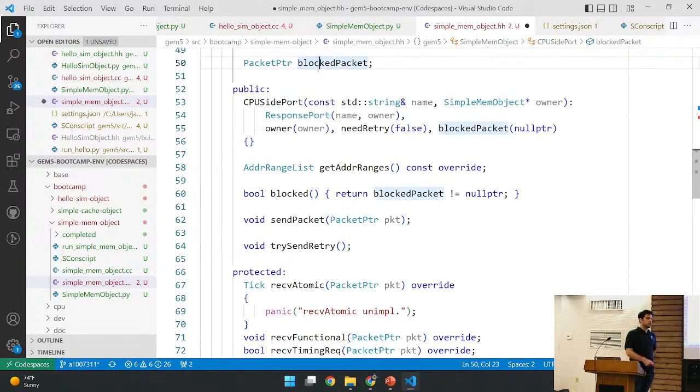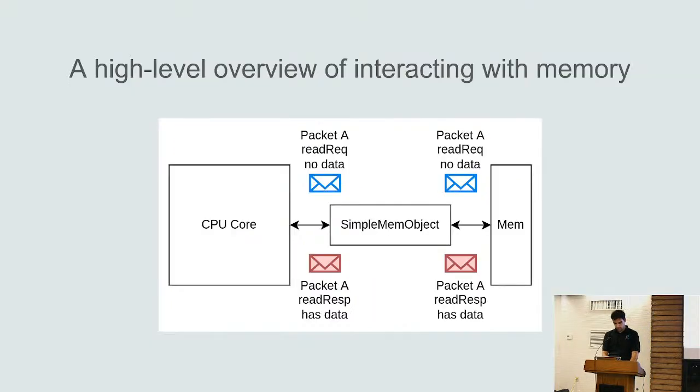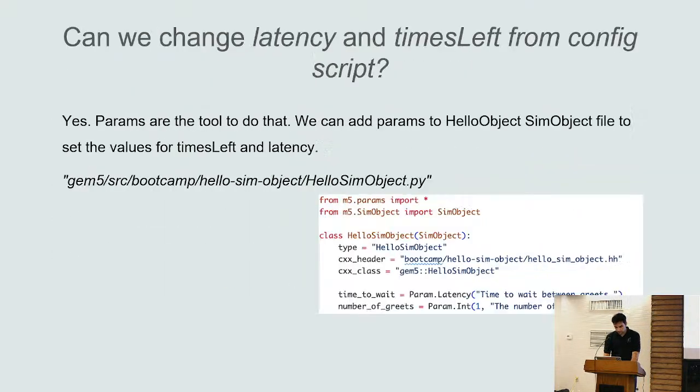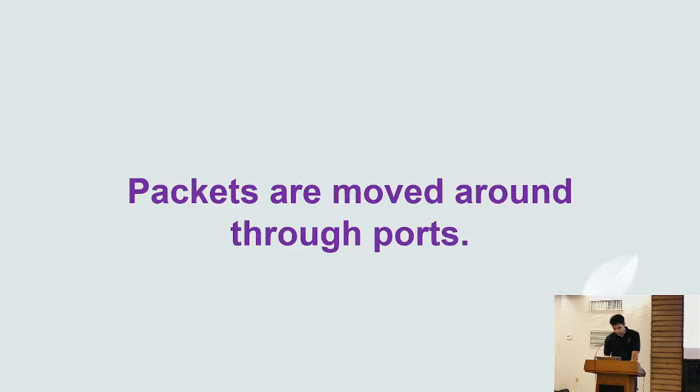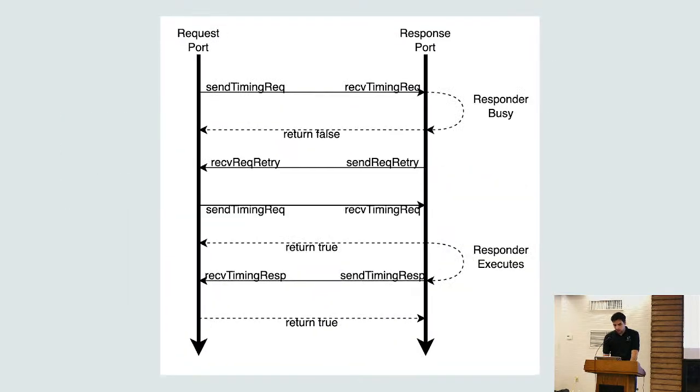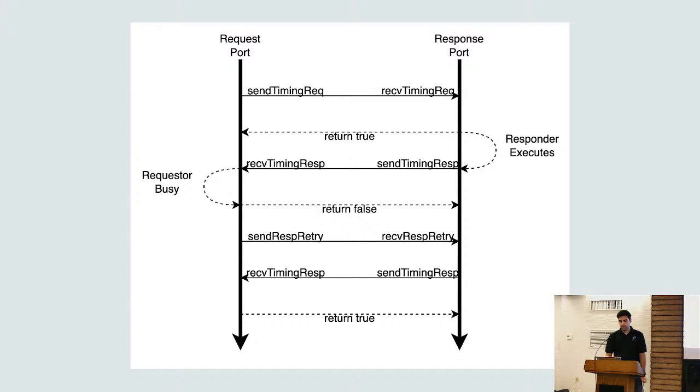So whenever we receive a false here, let me use the mouse pointer. Whenever we receive a false here, the responder is going to assign the pointer to that packet that it was trying to send, the blocked packet. This is how we're going to implement it.